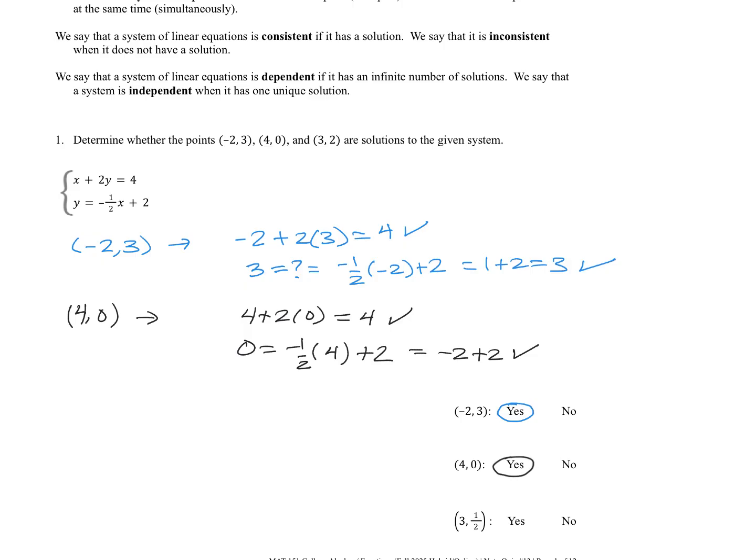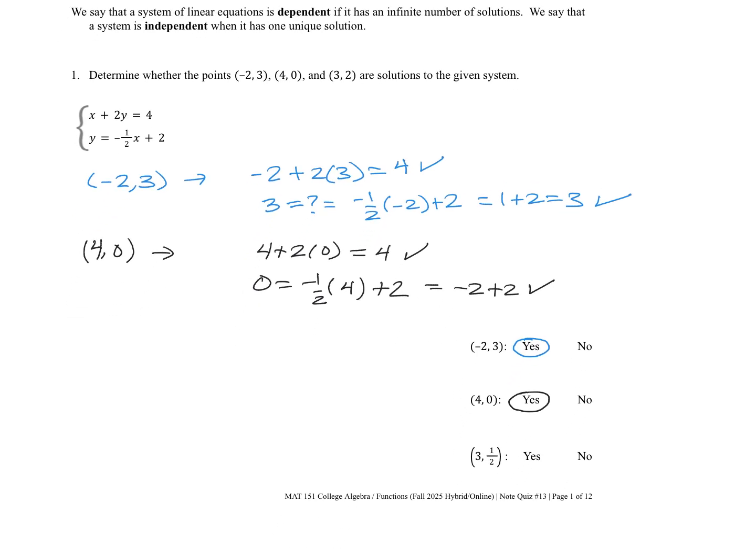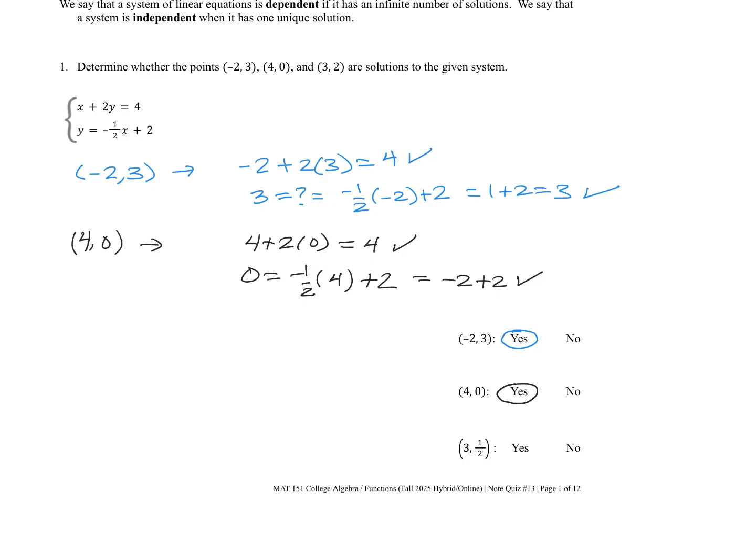And then finally, we're going to check the ordered pair, which is 3, comma 2. Down here in the notes, it says 3, comma 1/2, but we're going to check 3, comma 2 since that's what's printed in our question. So for 3, comma 2, substituting in, we're going to have x, which is 3, plus 2 times the 2. You'll see quickly that that's going to make 7, and that is not equal to the 4 on the right-hand side. So not a solution.